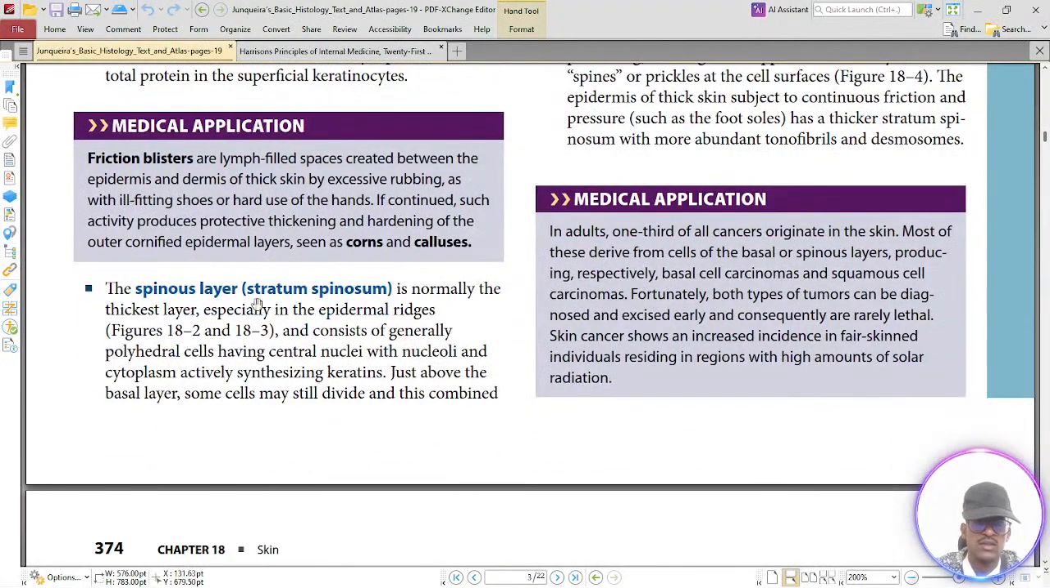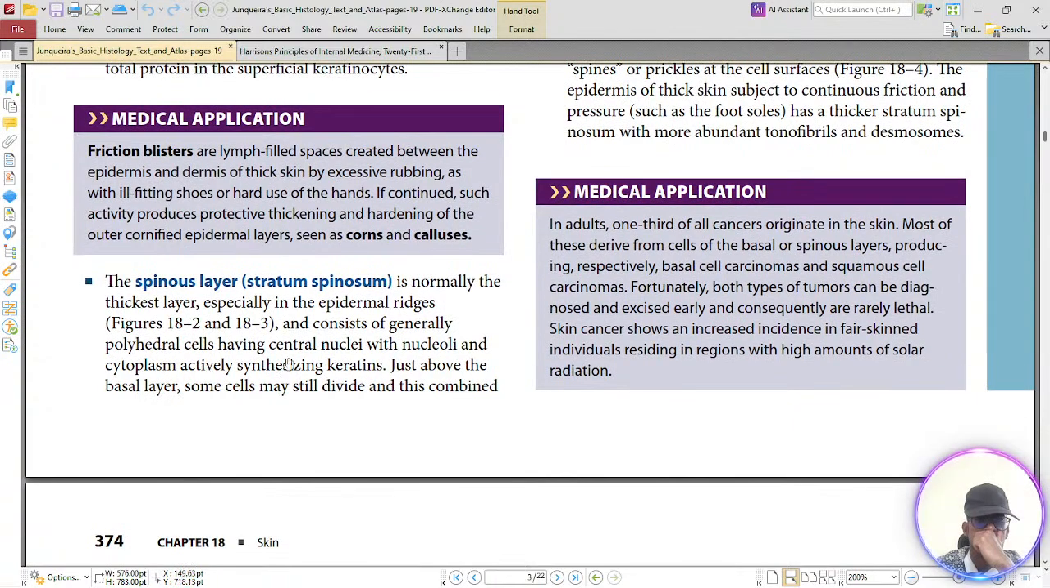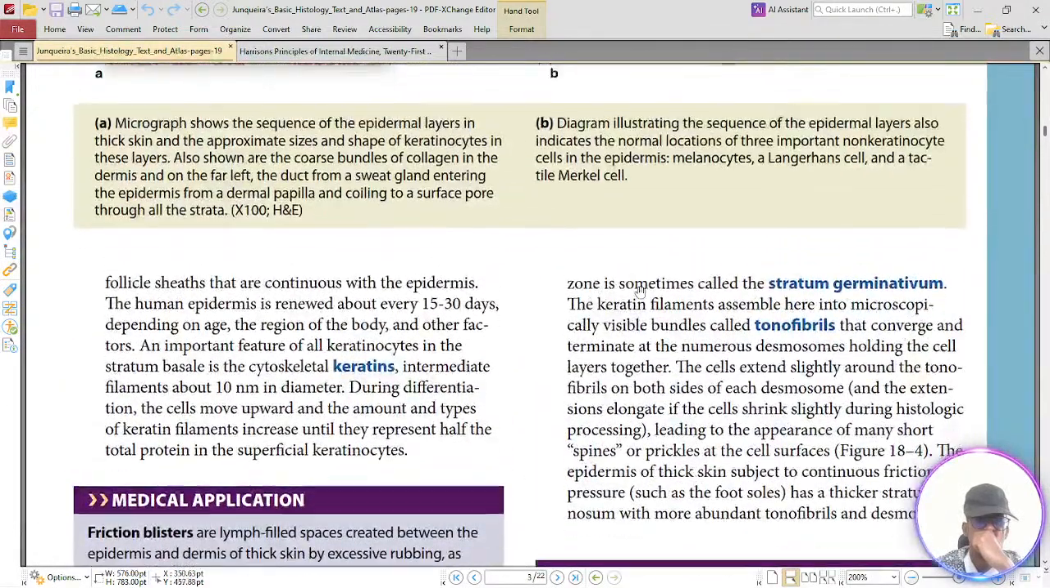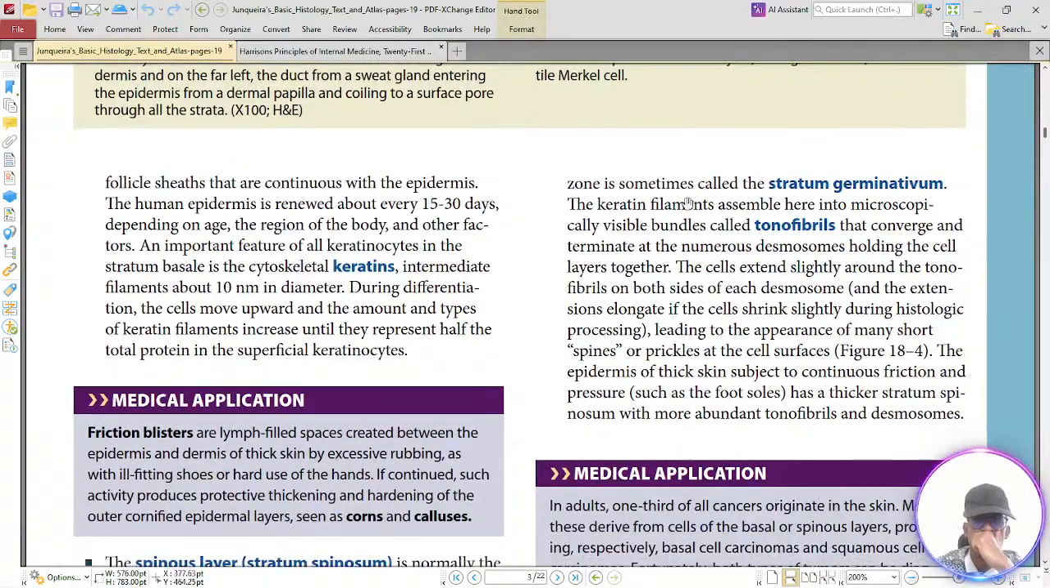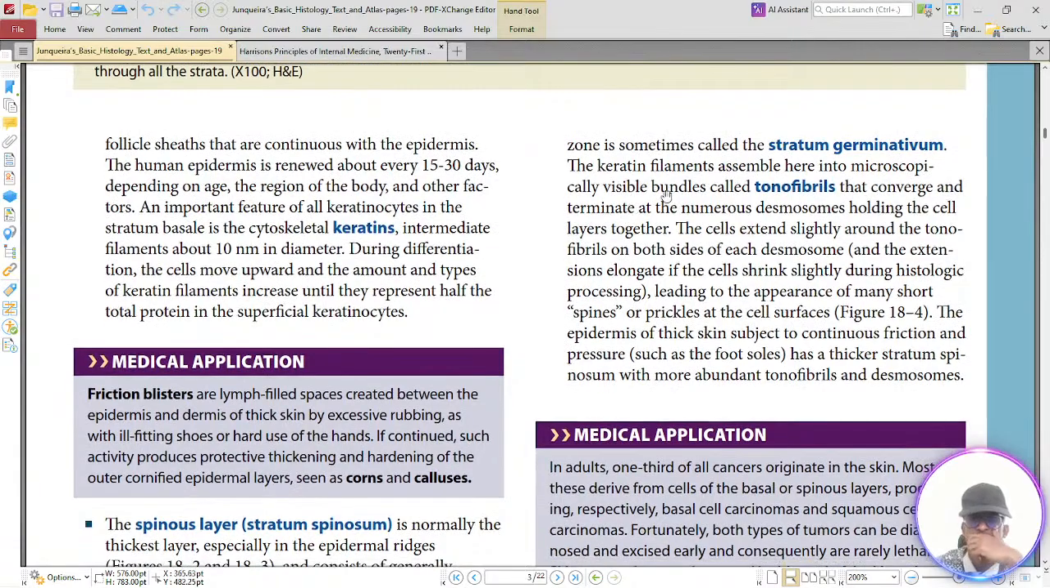So the spinous layer is normally the thickest layer, consisting of generally polyhedral cells having central nuclei, with nuclei and cytoplasm actively synthesizing keratin just above the basal layer. Some cells may still divide, and this combined zone is sometimes called stratum germinativum. The keratin filaments assemble here into microscopically visible bundles called tonofibrils.